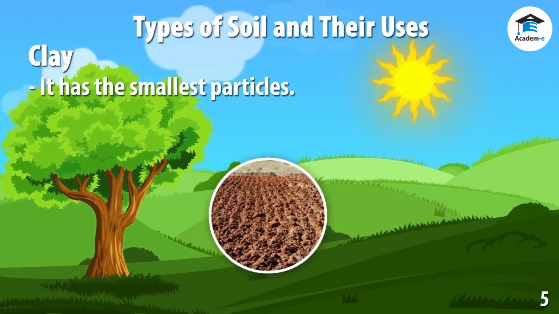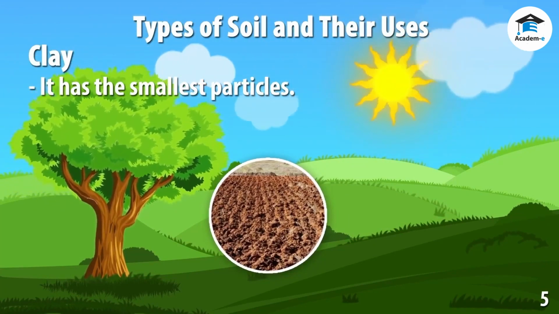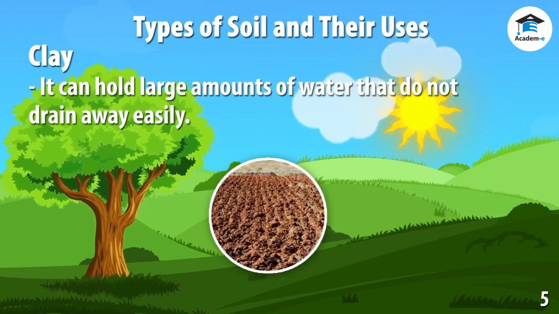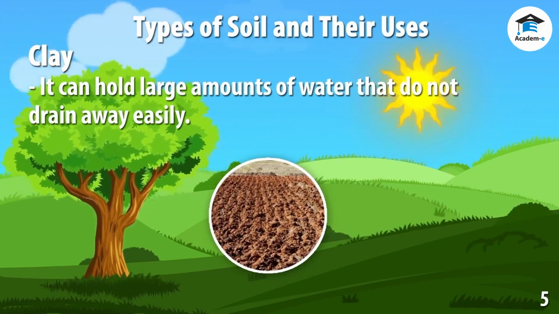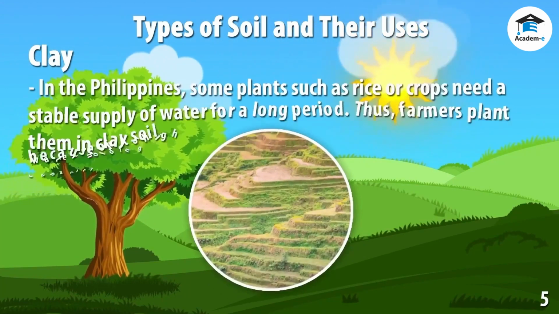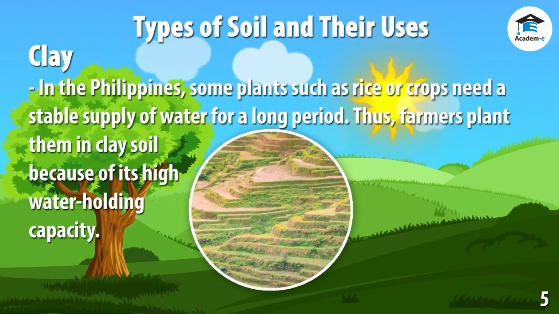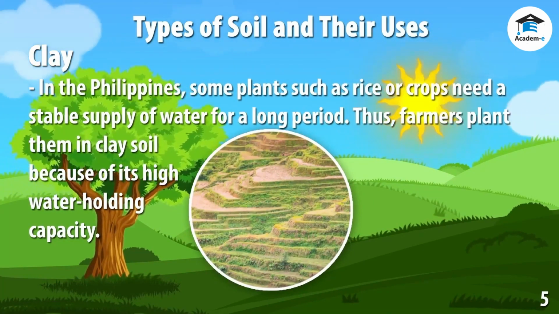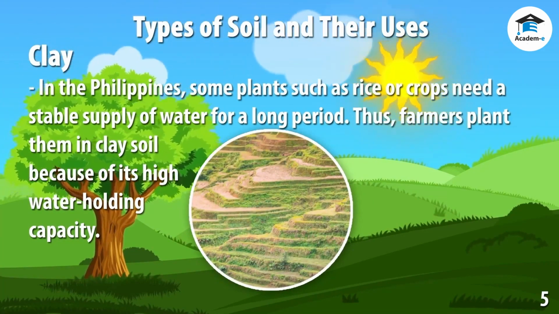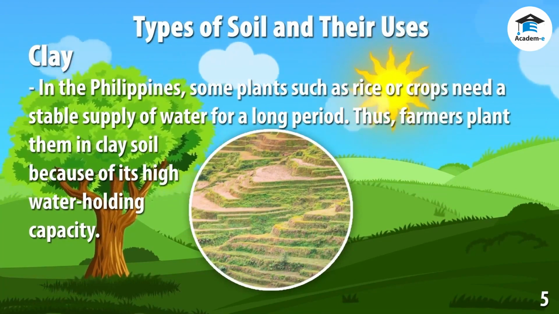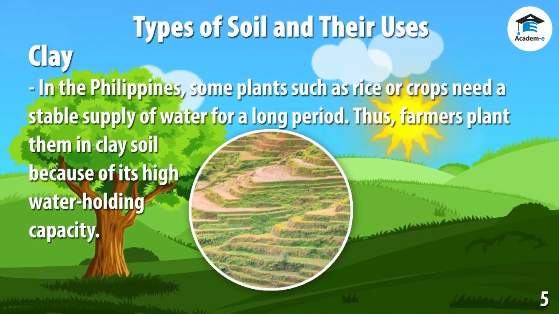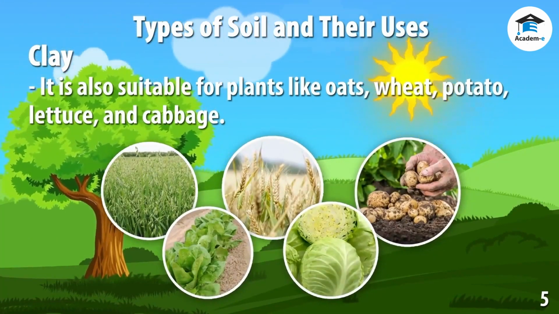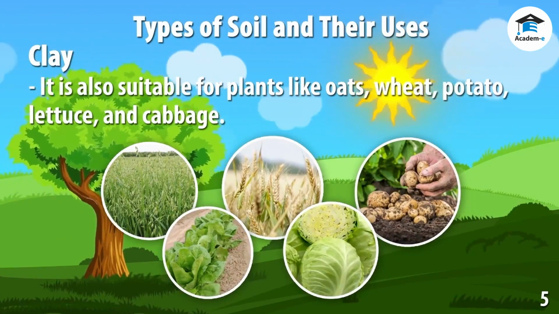Among the 4 soil types, clay has the smallest particles. Because there is less space between clay particles, clay can hold large amounts of water that do not drain away easily. In the Philippines, some plants, such as rice or crops, need a stable supply of water for a long period. Thus, farmers plant them in clay soil because of its high water holding capacity. It is also suitable for plants like oats, wheat, potato, lettuce, and cabbage.